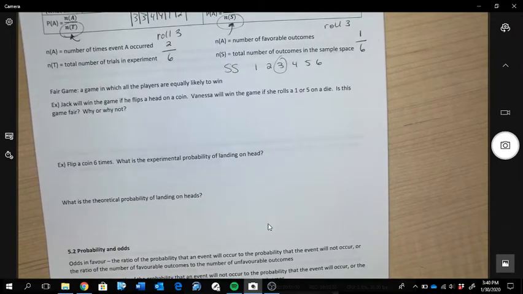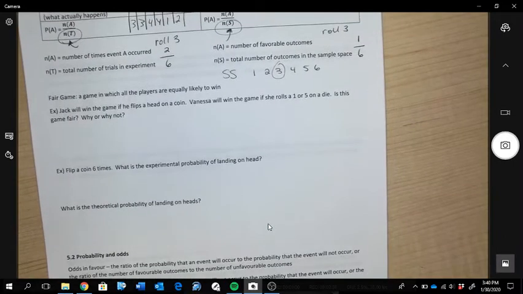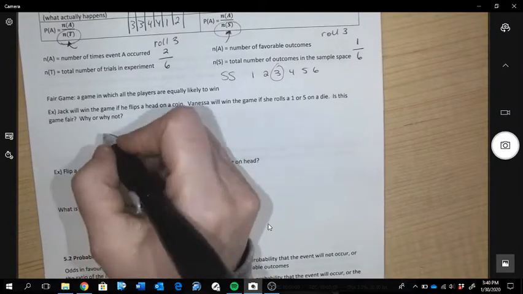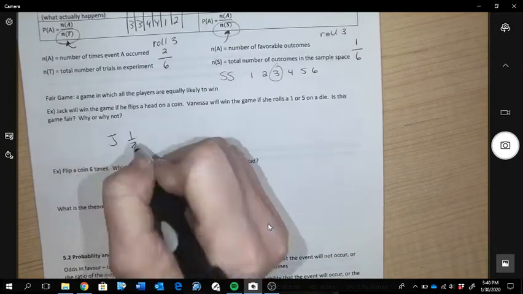Okay, is this a fair game? A fair game is a game in which all players are equally likely to win. So, example 1, Jack will win the game if he flips a head of a coin. So the probability that Jack would win would be 1/2.